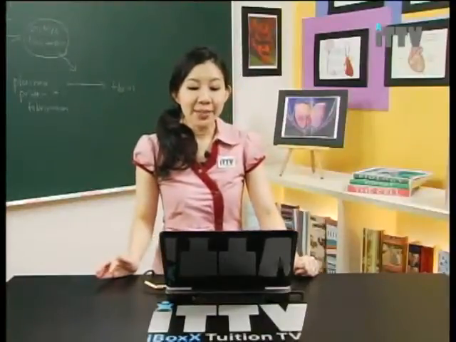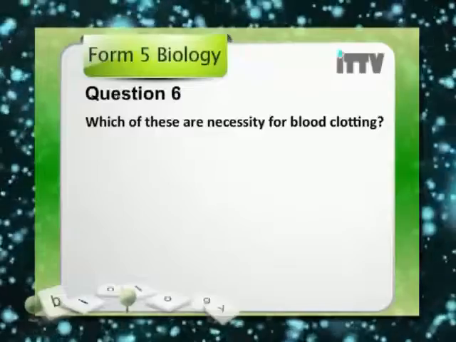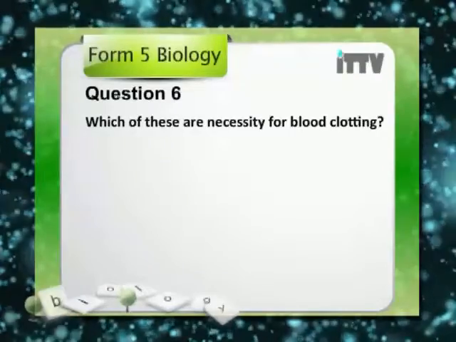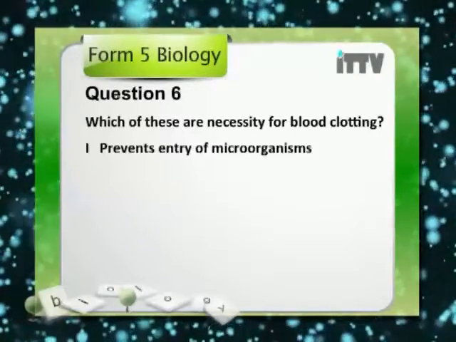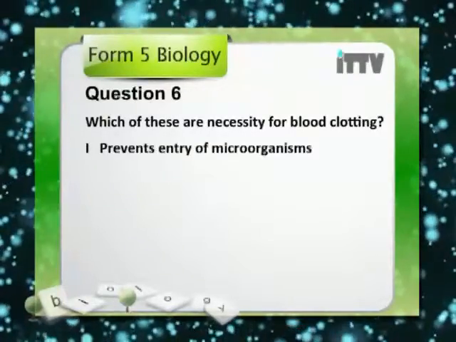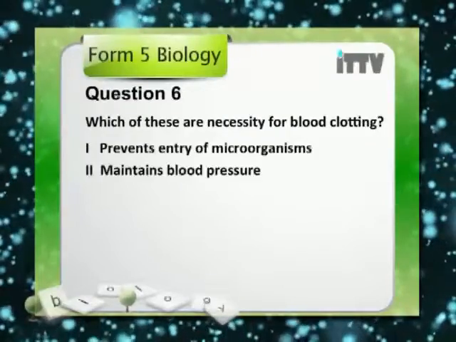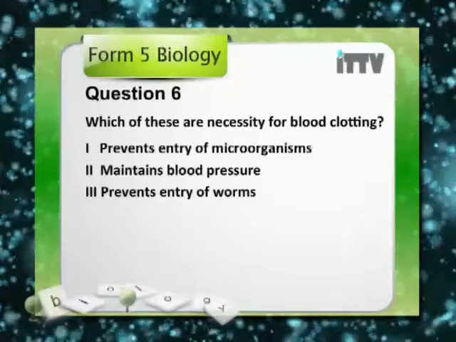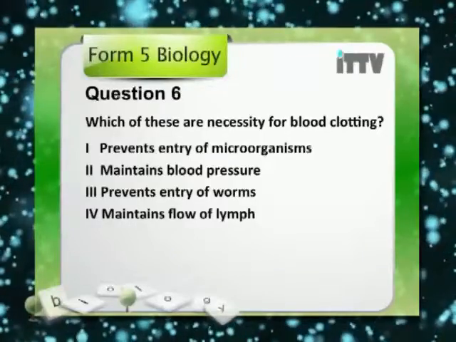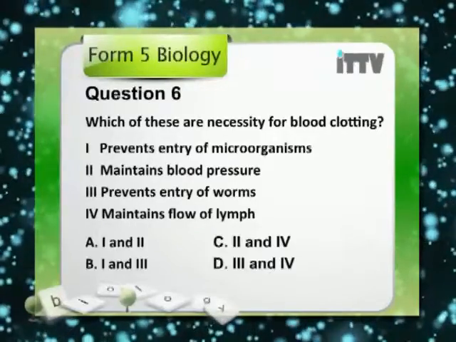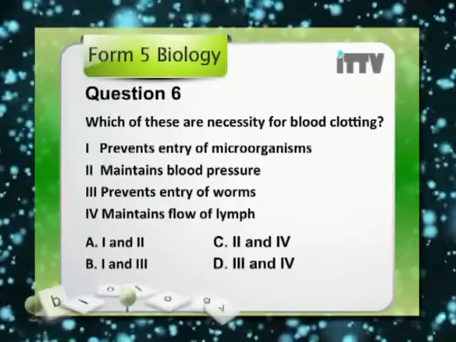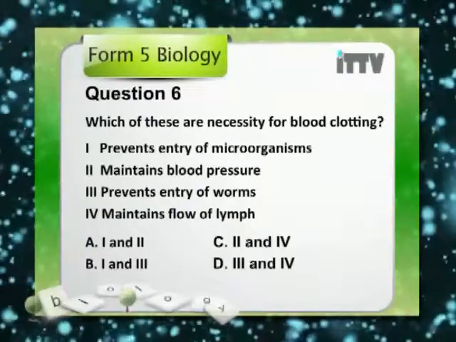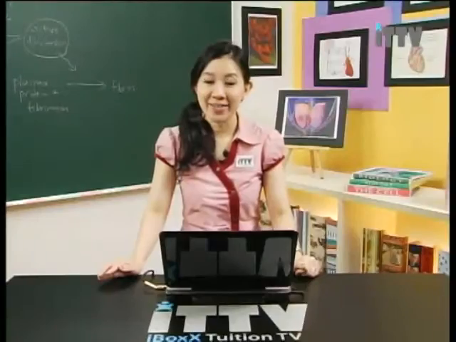Now, let's look at another question. Which of these are necessary for blood clotting? Number 1, prevent entry of microorganisms. Number 2, maintains blood pressure. Number 3, prevents entry of worms. Number 4, maintains flow of lymph. So looking at all the options A, B, C, D, boys and girls, what do you think are the answers?